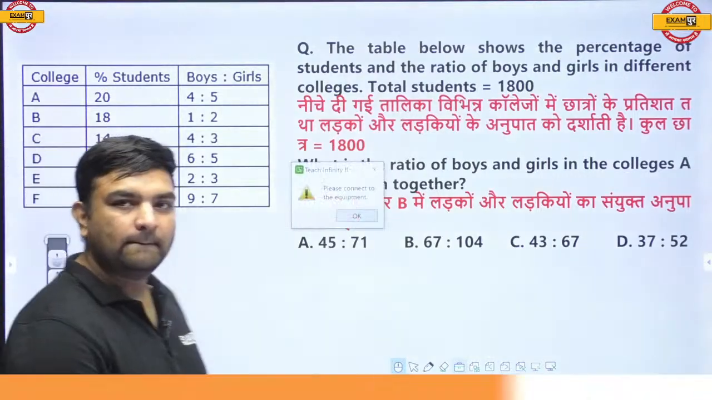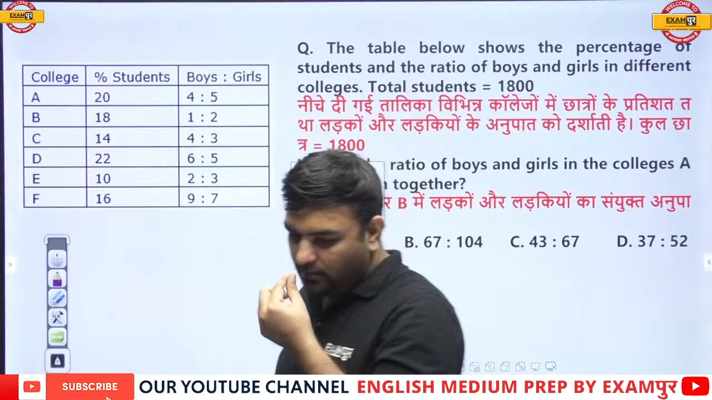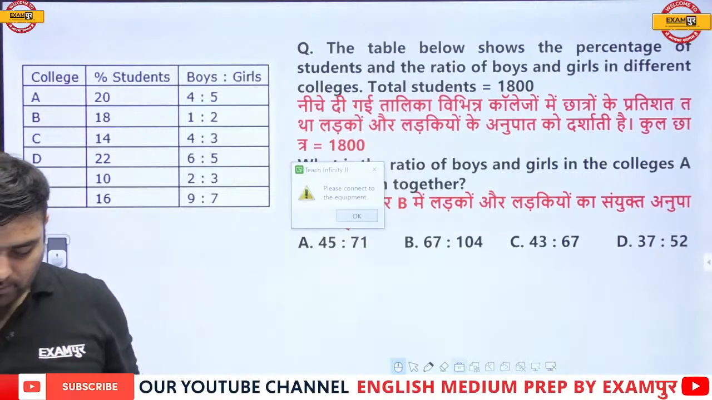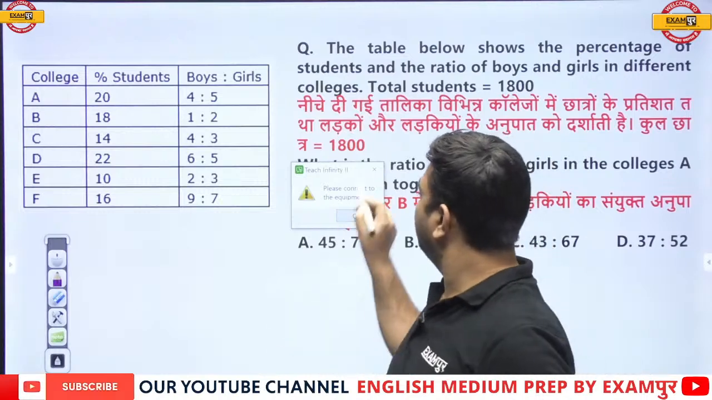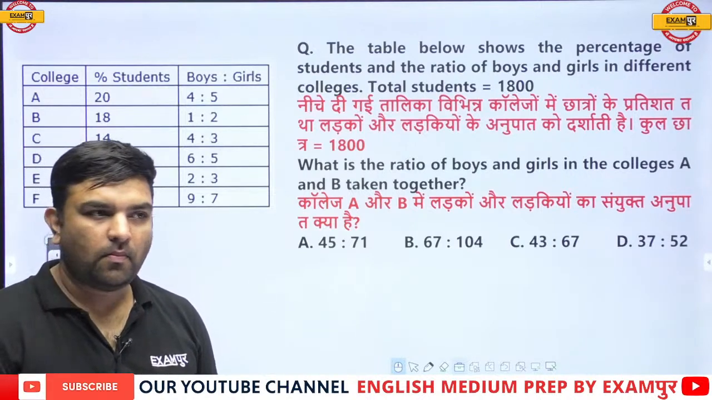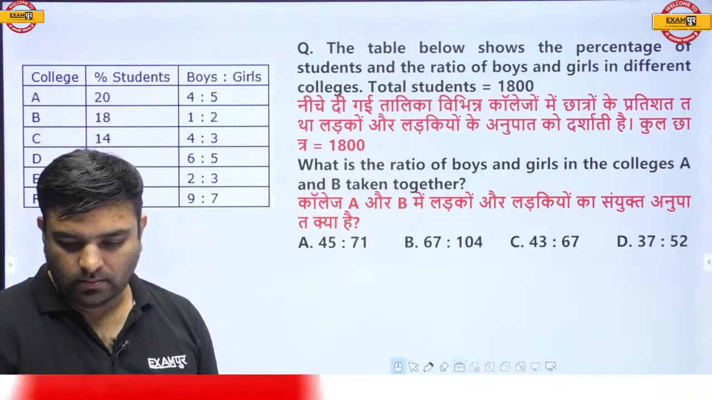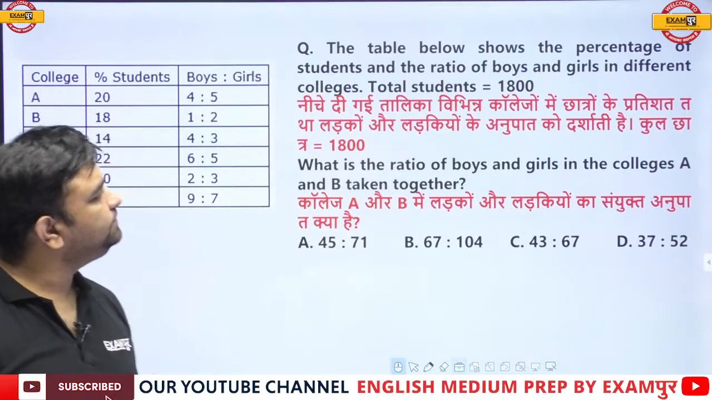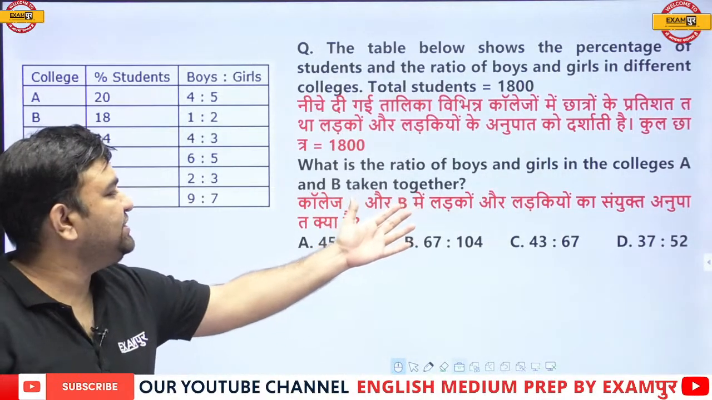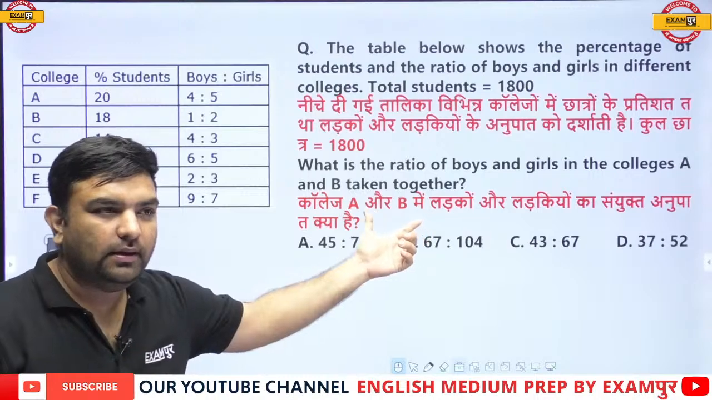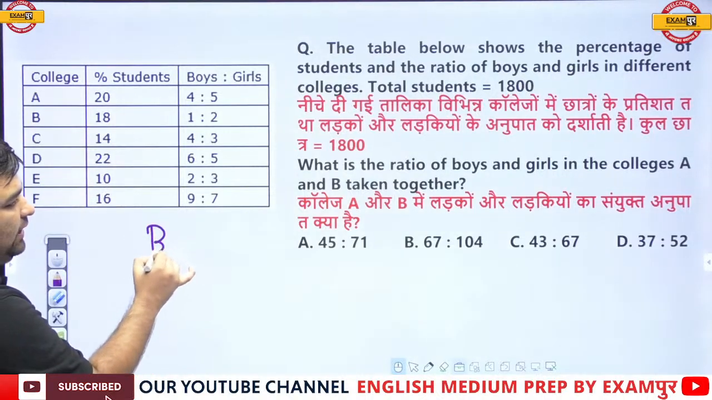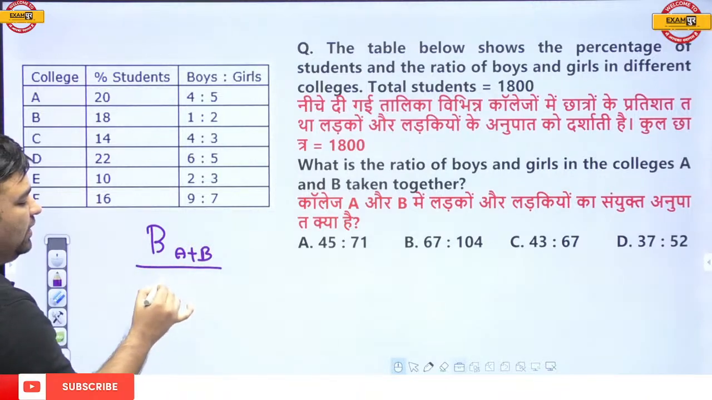Next. Boys and girls in college A, ratio of boys in college A and B, and ratio of girls in college A and B. Got it?